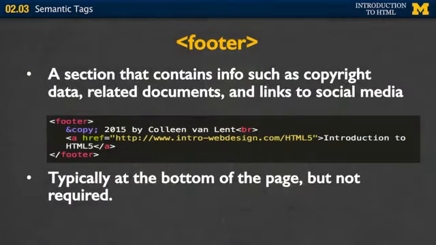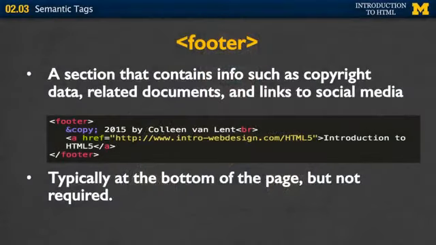Another tag is the footer tag, and this is a section that contains information that is pretty typical for the bottom of the page, such as copyright data, related documents, your links to social media. And while I said it's usually at the bottom of the page, this is not required, nor does using the footer tag actually make it that it'll show up at the bottom. So in this example here, I have my footer tag, my special entity to make the copyright symbol, and then my name with the line break. And then I've also included a link back to my main site.